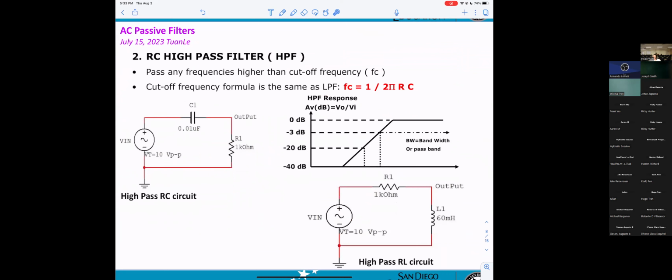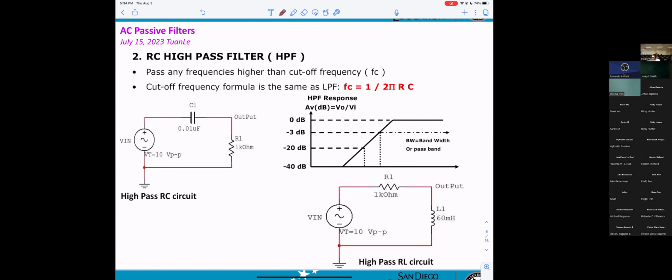Now we're talking about the RC high pass filter. You get the signal here. Looking into the circuitry, I know this is a high pass, and you can calculate the cutoff frequency by this formula: FC equals 1 over 2 pi RC. And this will display the output for the high pass filter.